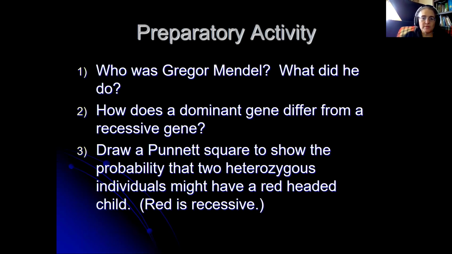Who is Gregor Mendel? What did he do? How does a dominant gene differ from a recessive gene? And then this third one's not a question, it's more of a can you do this? Draw a Punnett square to show the probability that two heterozygous individuals might have a redheaded child. And for this, we'd call red recessive. We'll talk later about how that's not exactly true, but a lot of examples use that.